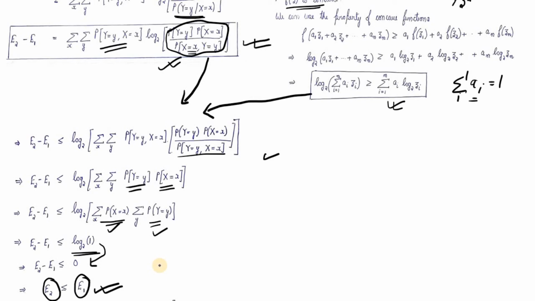Now what it means is that if I write info gain over here, this is equivalent to E1 minus E2. Since E1 is greater than or equal to E2, E1 minus E2 will be greater than or equal to 0. This will mean that information gain can never be negative. The least value information gain can take is 0.